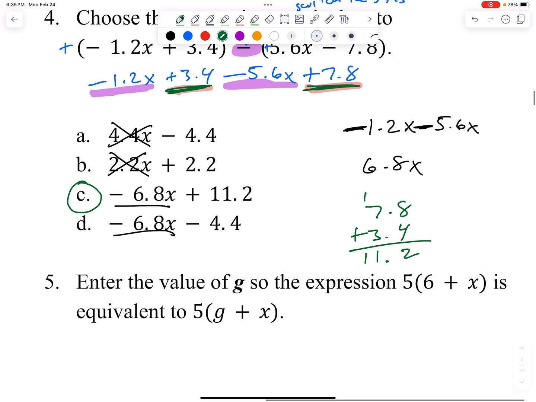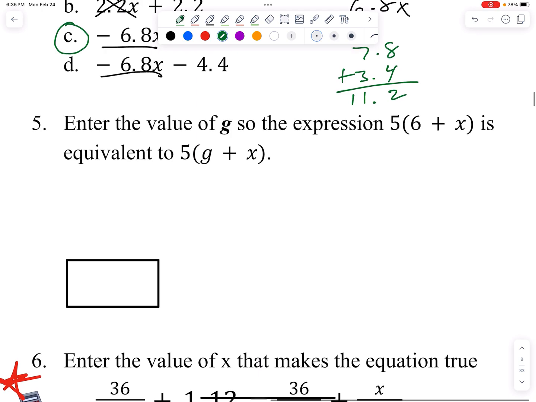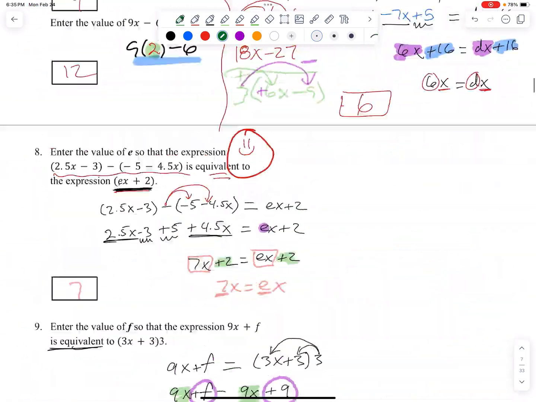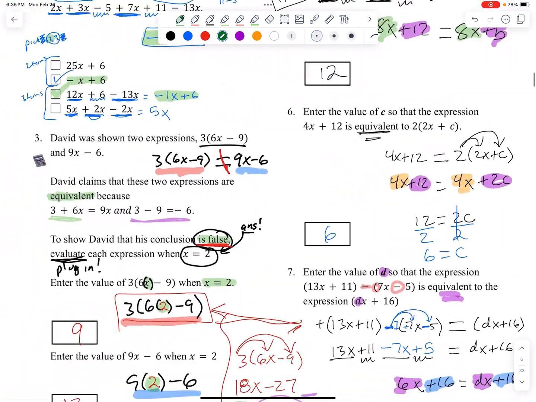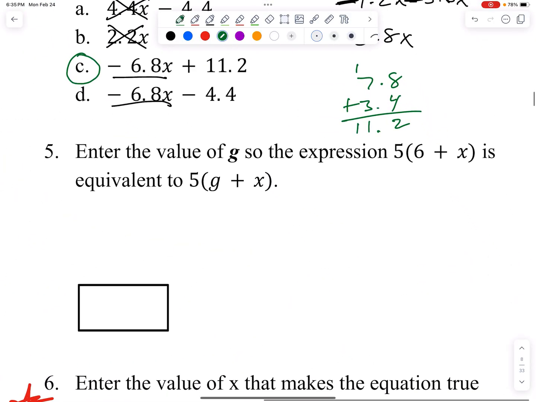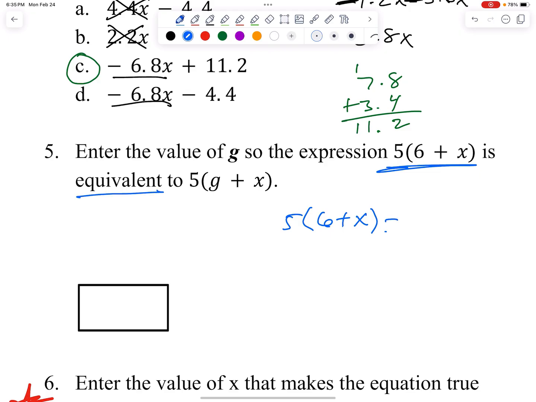Okay. All right, so this one looks like we did, what was the name of it? It was the one right before, not expressions or equations. It was equivalent expressions. It looks like these, remember? If you saw that video, so many of those. Okay, so same strategy. Enter the value of g such that the expression blah, blah, blah. So 5 times 6 plus x in parentheses is equivalent, aka equals, to 5g plus x. So same strategy I've been telling you guys. Just work it out.